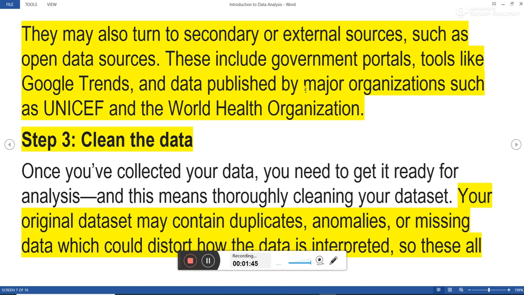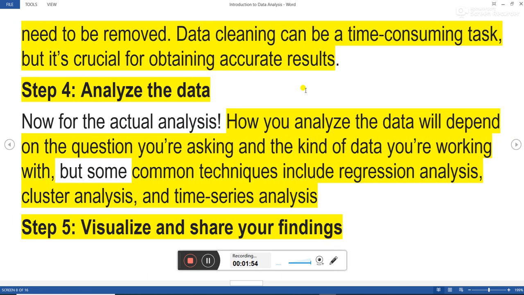Your original data set may contain duplicates, anomalies, or missing data which could distort how the data is interpreted. So all this needs to be removed. Data cleaning can be a time-consuming task, but it's critical for obtaining accurate results. The fourth step is to analyze the data. How you analyze the data will depend on the question you're asking and the kind of data you're working with. But some common techniques include regression analysis, cluster analysis, time series analysis. We're going to look more into these techniques of data analysis as we get on.